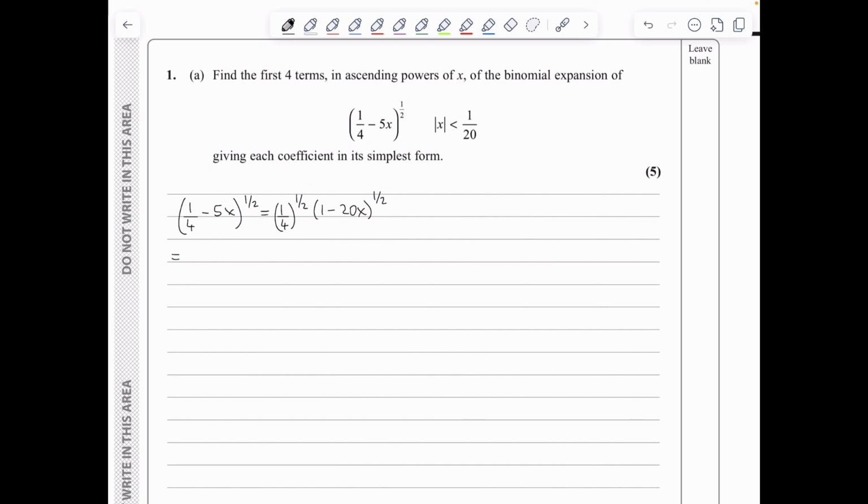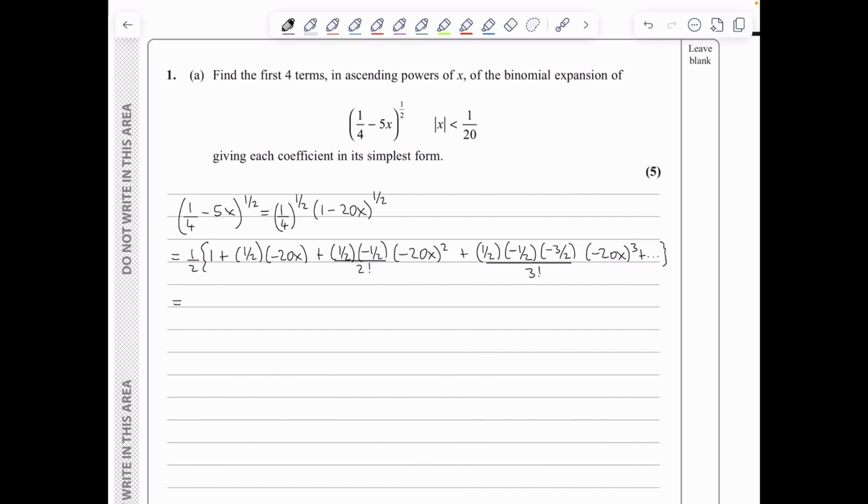So a quarter to the power of a half is simply a half, and then we've got 1 plus the power of a half times negative 20x, plus the power of a half times minus a half, deducting 1 from the power, over 2 factorial times (minus 20x) all squared, plus a half times minus a half times minus 3 over 2, divided by 3 factorial times (minus 20x) raised to the power of 3, plus dot dot dot.